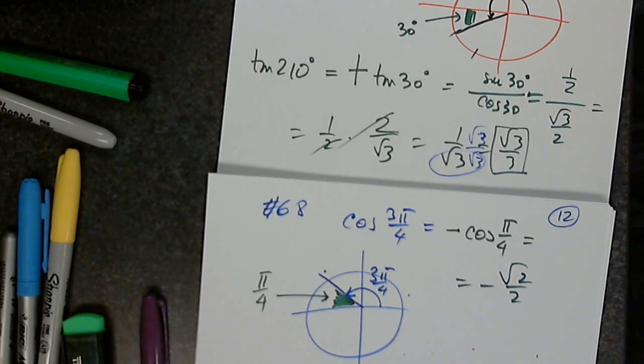Okay, we have time for one more, please. Choose another. 69, cosecant 7 pi over 6.